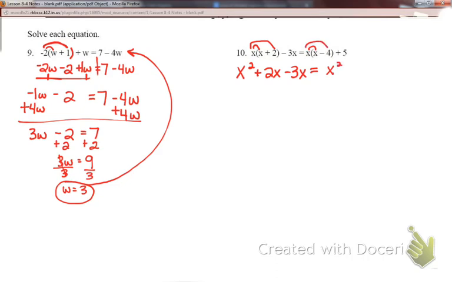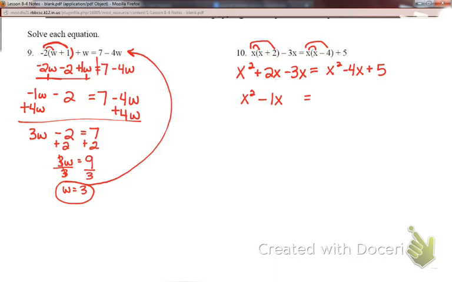X times a -4, -4x, minus 4x. Parentheses are done, so the +5 just gets copied down. Now you want to clean up each side as much as you can. On the left side, I have x squared. And then 2x minus 3x is a -1x. So x squared minus 1x.